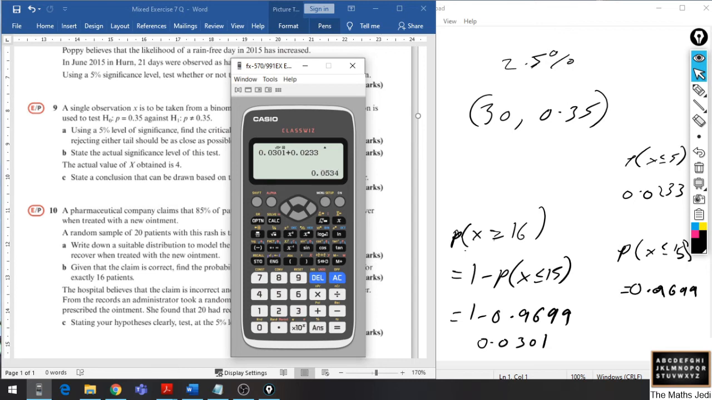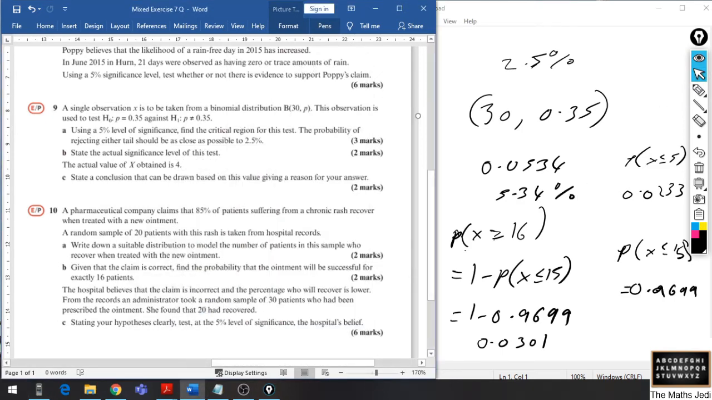And that will give you 0.0534, so quite close to 5%, but not exactly 5%, a little bit more. And then it's asking you to go on to another section, so it's saying the actual value of x obtained is 4. State a conclusion that can be drawn based on this value, giving a reason for your answer.